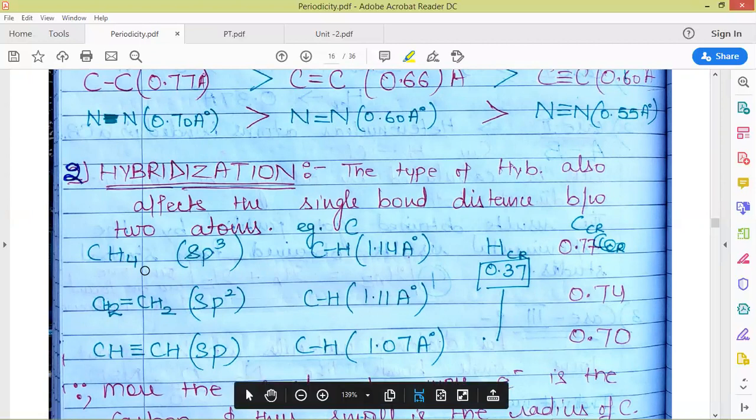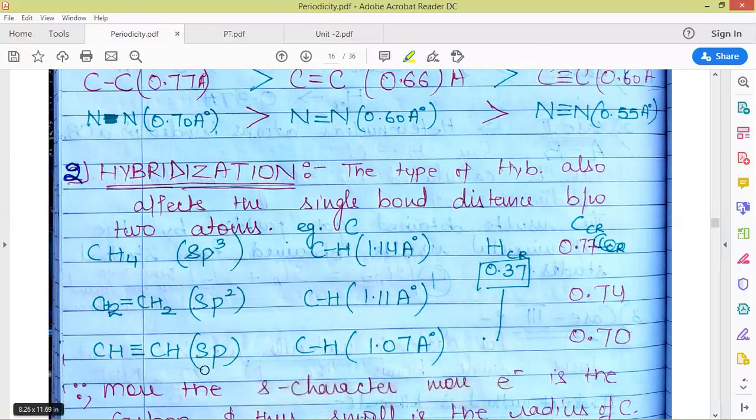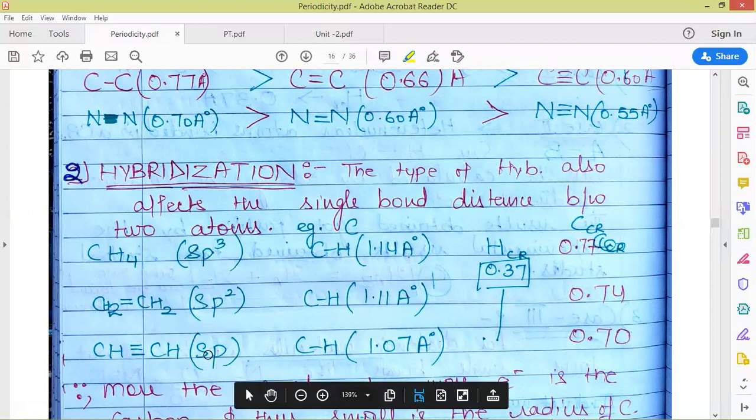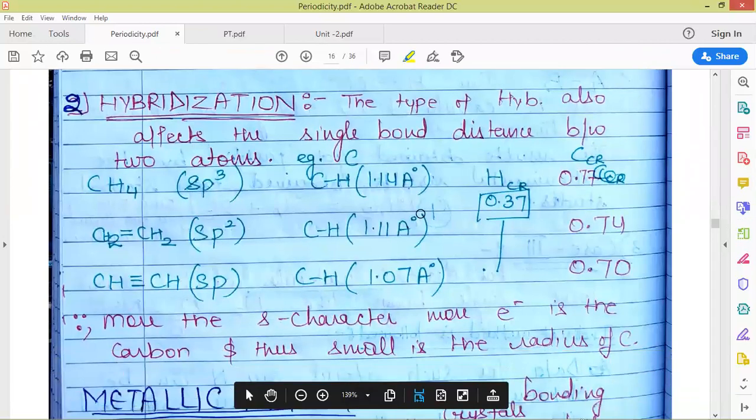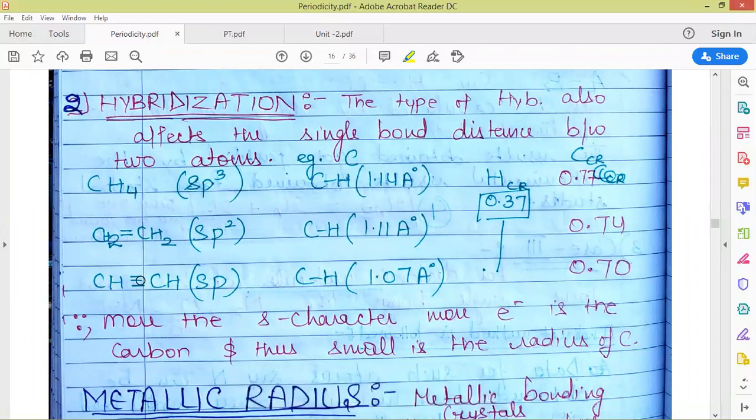Now why is this happening? As we move down from here, we can see that this is sp3 hybridized, this is sp2 hybridized, and this is sp hybridized. So we can see that S character is increasing as we move down. With increase in S character, the electronegativity of carbon is increasing. And with increase in this electronegativity, the covalent radii decreases for carbon. As hydrogen is the same in all the cases, the covalent radii for hydrogen is going to be 0.37.